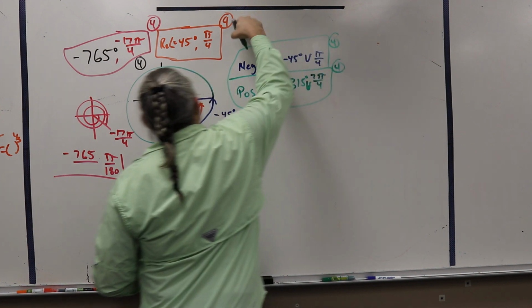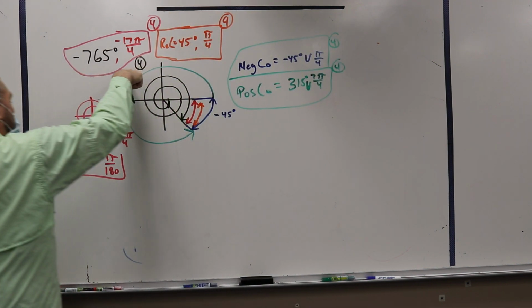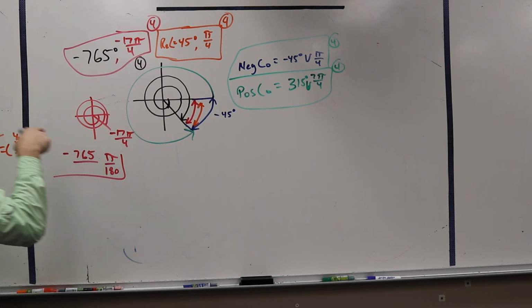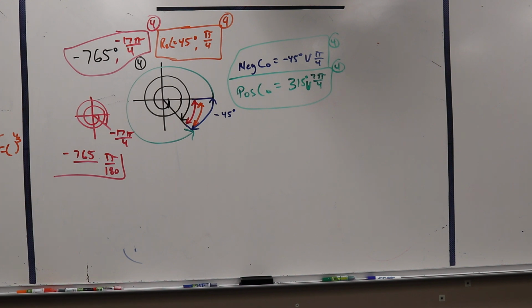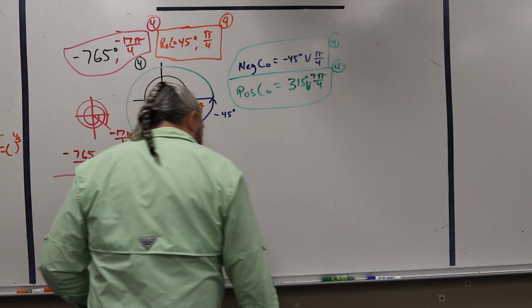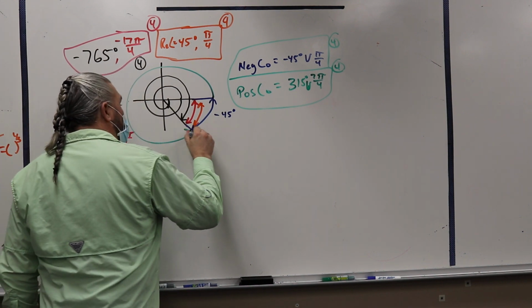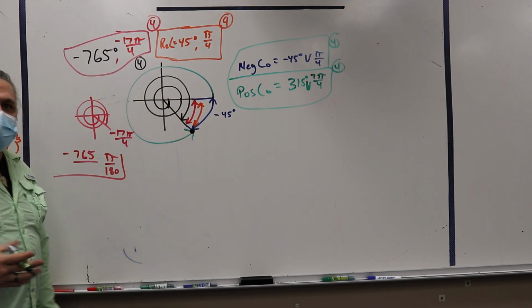So 1, 2, 3, 4, 5. And there's one thing else I need. What else do I need? The coordinates. Thank you. So the coordinates. What are these coordinates?